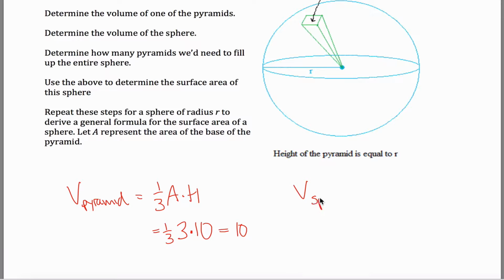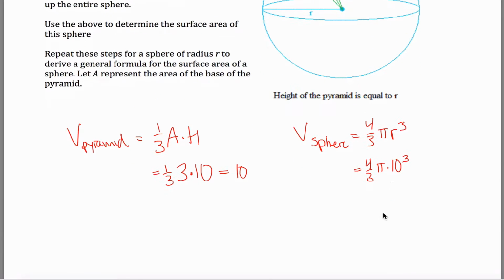The volume of the sphere is my next part. The formula for the volume of a sphere is 4/3 times pi times the radius cubed. The radius in this case is 10, so I get 4/3 times pi times 10 cubed. 10 cubed is 1,000, so this is 4,000 pi over 3, one way you could write it. There are other ways you can write it too, but I'm going to leave it like that. This is the volume of my sphere.